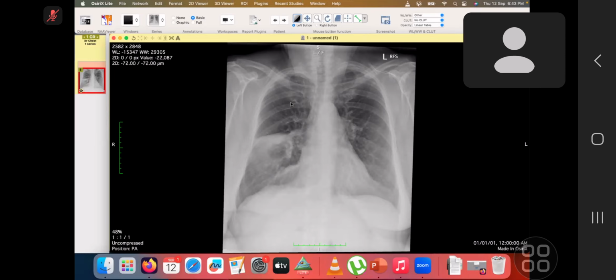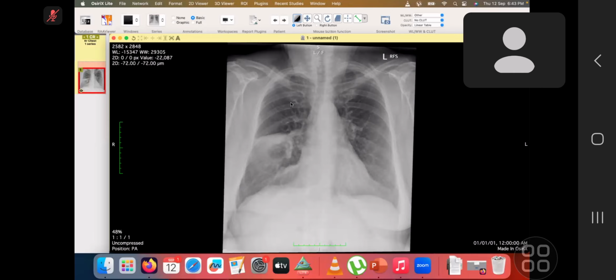So in the first instance, I would recommend a CT chest for further characterization of this lesion, inform the clinical team, and recommend referral to the respiratory multidisciplinary meeting for further workup of the patient. And if CT suggests a malignant lesion, then a biopsy would be required, which could be discussed at the MDT.